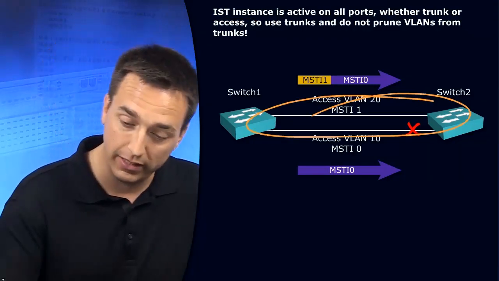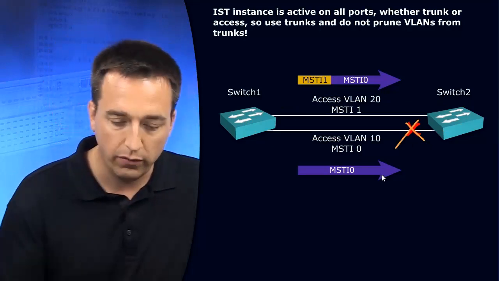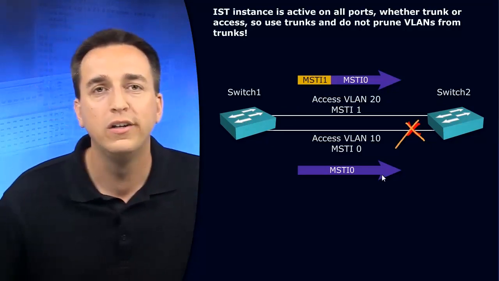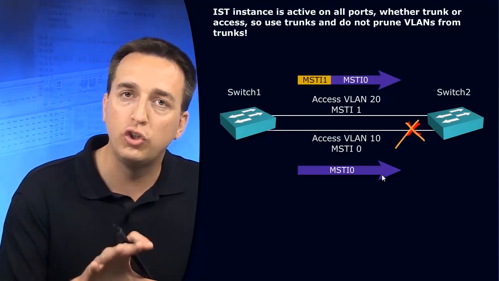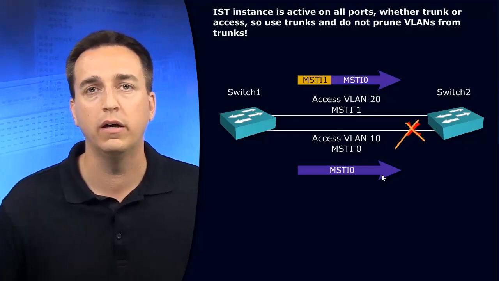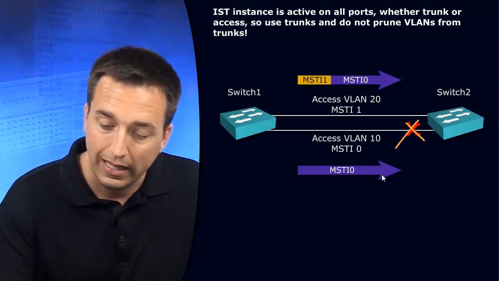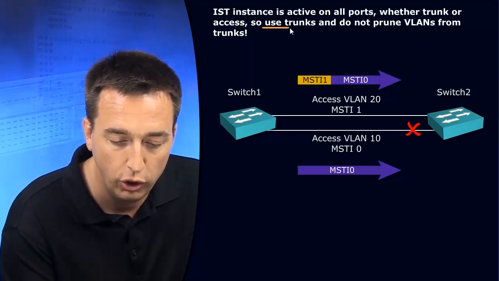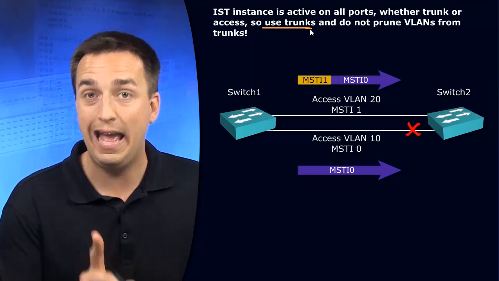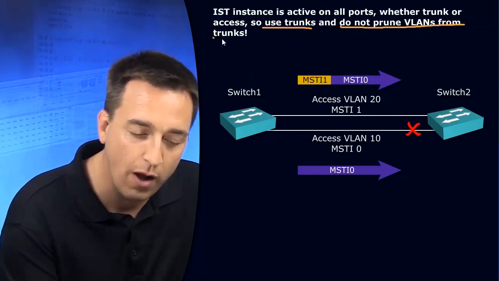And what does instance 0 do? Ooh, let's block this one right here. As a result, traffic for VLAN 10 can no longer pass. However, if it was trunk links we were dealing with here, it would be a different story. So the key here to remember when working with multiple spanning tree protocol is number 1, use trunks. And number 2, do not prune VLANs from those trunks.